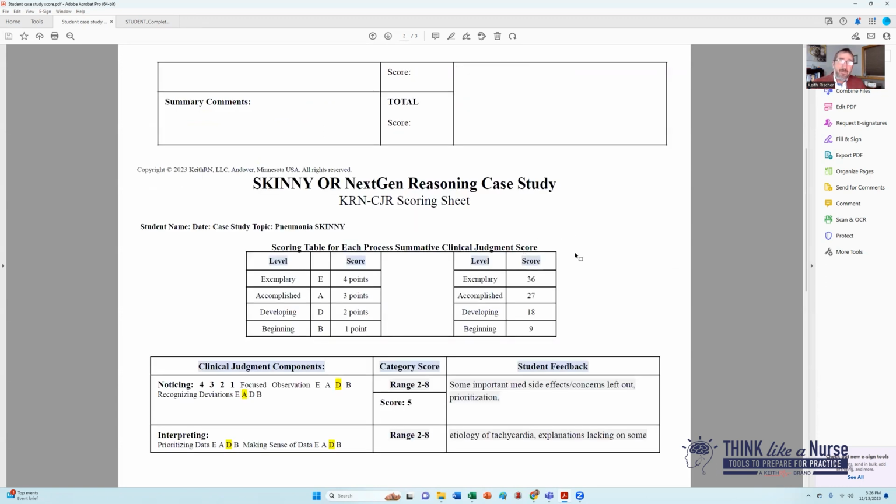I want to thank you for those of you that recognize the need to change. And this is just another resource that we can use to strengthen clinical judgment so our students are better prepared for real-world clinical practice.